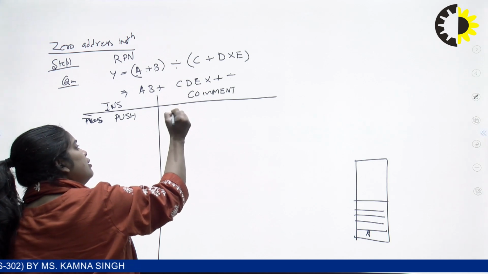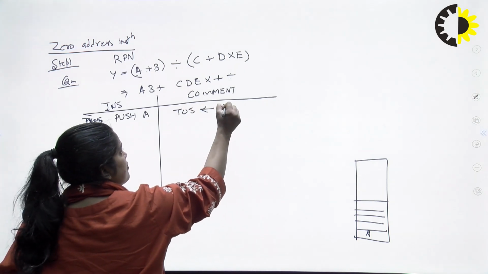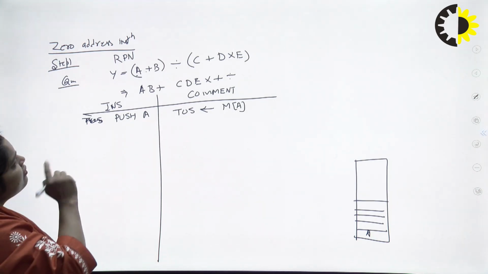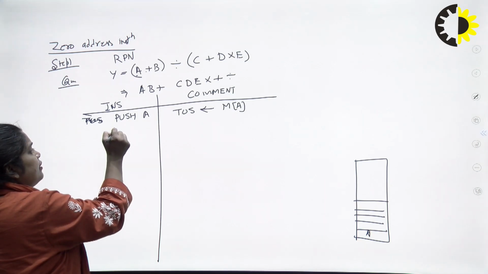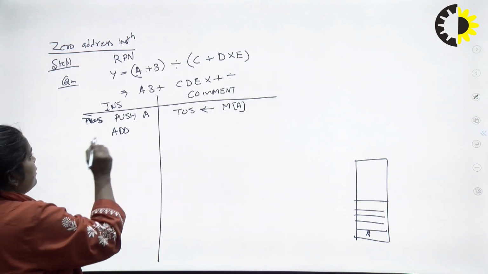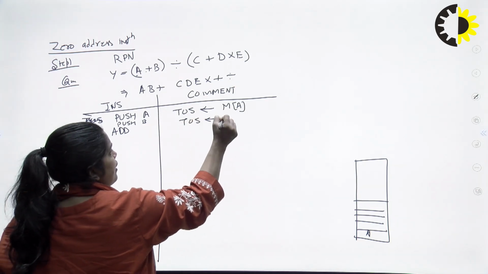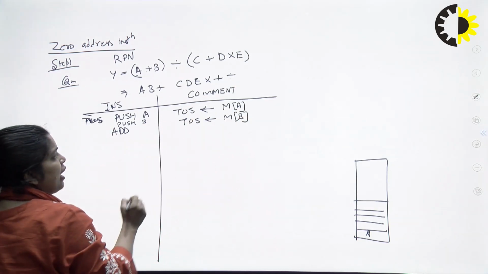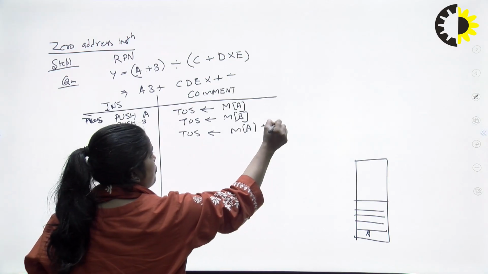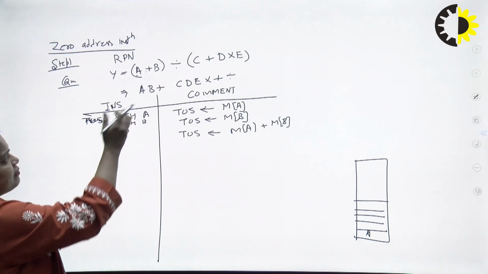What is that? Push A means the top of the stack is M of A. And now the zero address instruction, what is that? Add. So here you can write add. And next is push B. The top of the stack is M of B. Then the add, the top of the stack is M of A plus M of B. This will go on, and next is the C plus D into E.